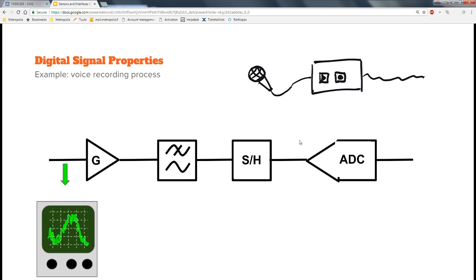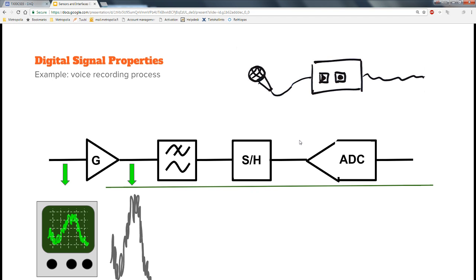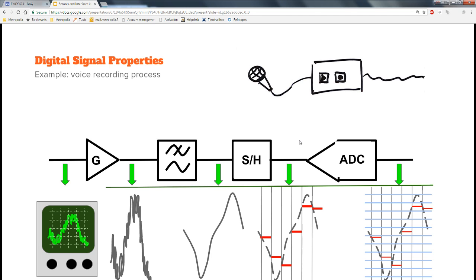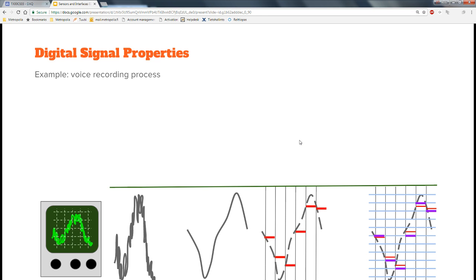And what happens to the signal? The signal is first small and quite noisy. After the amplification it is still noisy, you have just amplified it. Then with the low pass filter you get rid of the high spectrum noise. After that you take a sample and hold it, so that the A to D converter can do the conversion on quantized levels. So that's what happens to the signal in signal conditioning.